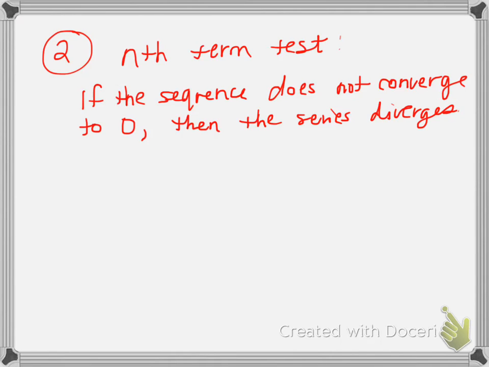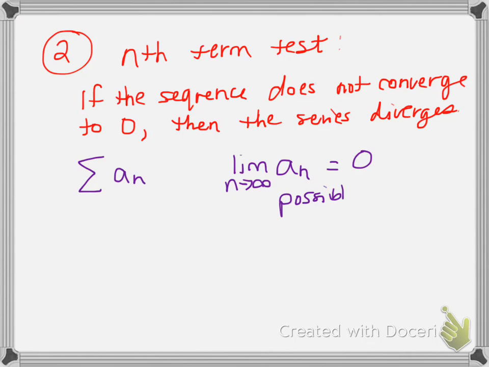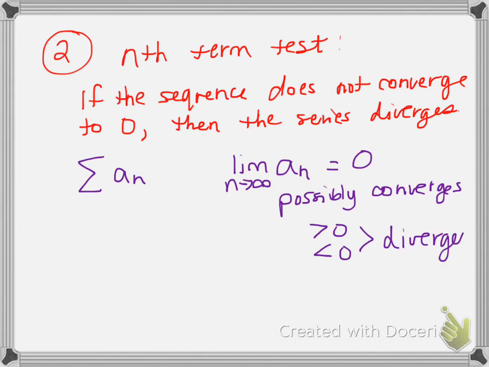So what that says is if you have the sum of some formula, I'm going to find the limit as n approaches infinity of that. And if it is 0, then it possibly converges. If it's 0, we don't know if it converges or not. But if it's greater than 0 or less than 0, then we say it diverges. So this is a problem where knowing how to find limits is important, thinking about your limit rules.